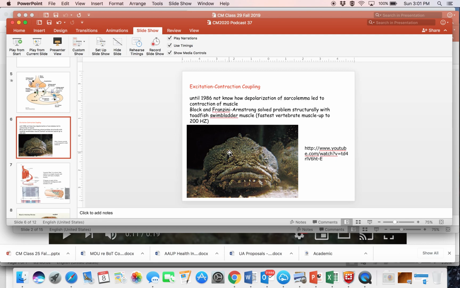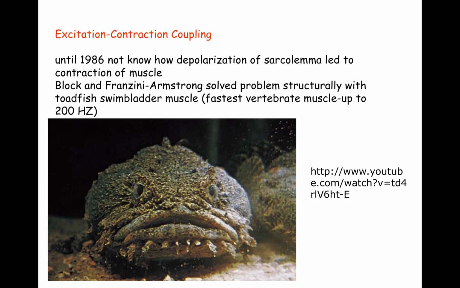It's the fastest contracting vertebrate muscle, up to 200 cycles of contraction and relaxation in a second. That's what Hertz is. You might think of other things that you would think would be faster, like a rattlesnake shaking its tail or a hummingbird flying. They're actually not as fast as this swim bladder muscle.